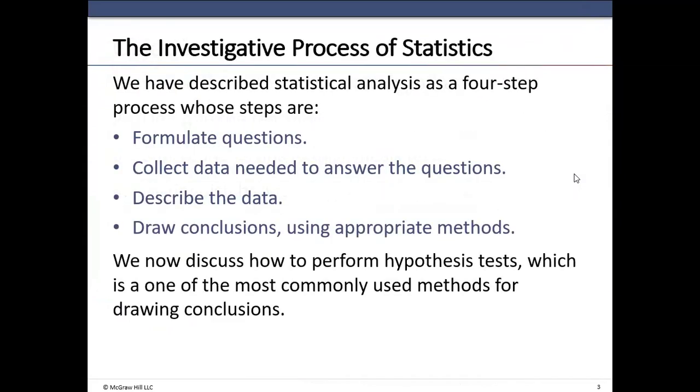So far, we have described statistical analysis as a four-step process. We formulate questions, and we collect data to answer the questions. Suppose we want to find out the population mean age of students at a university. Of course, we cannot reach the entire population, so we'll work with a simple random sample and find the sample mean age. From that, we will make an educated guess about the population mean age.